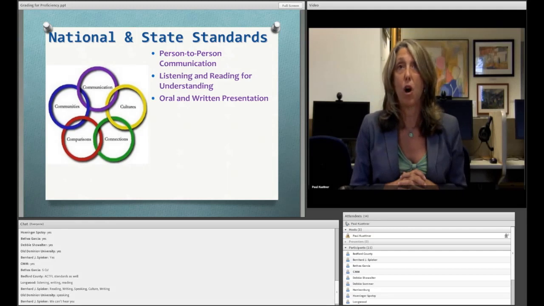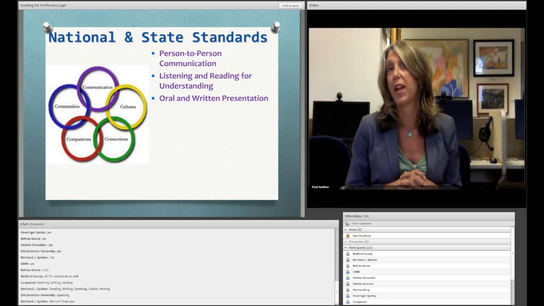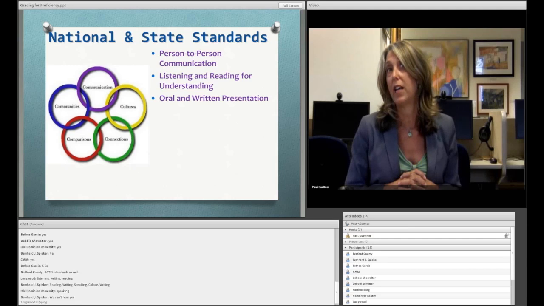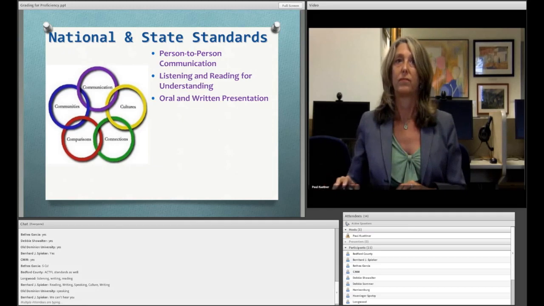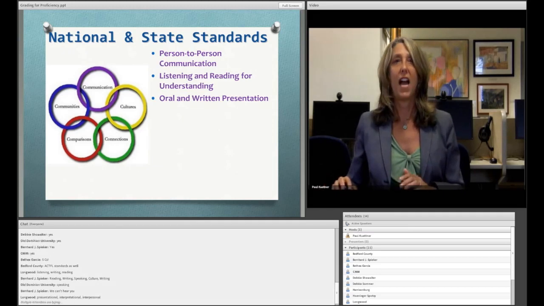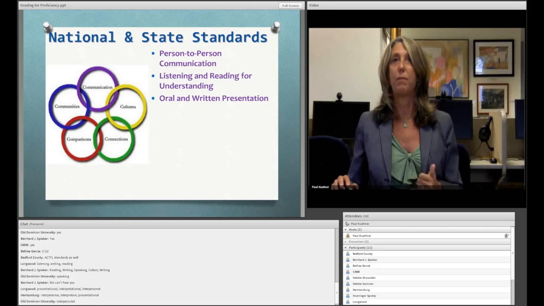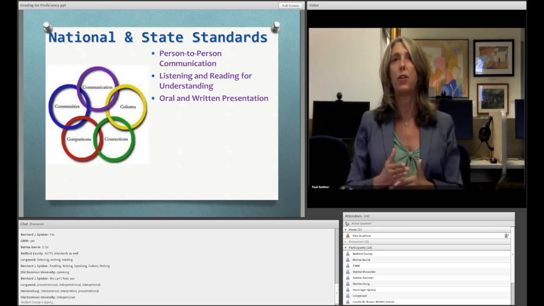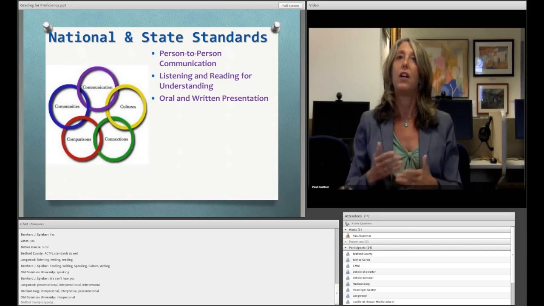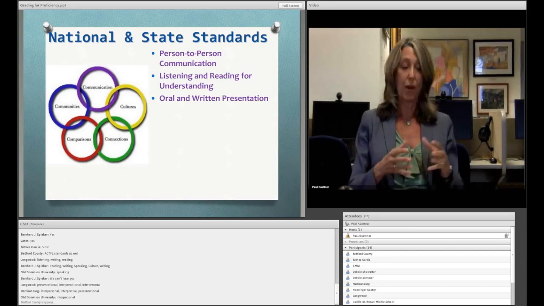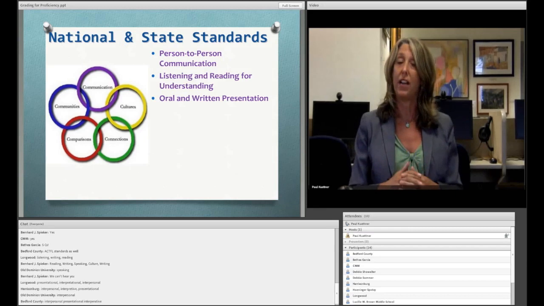There are 3 modes that are reflected. Does anyone know what are those 3 modes? Longwood's typing. Fantastic. Longwood added, and so did Harrisonburg and ODU. Oh, you're all coming in. Interpersonal, interpretive, and presentational. So in terms of communication, those three modes you could mark down on your sheet if you did not already know this.